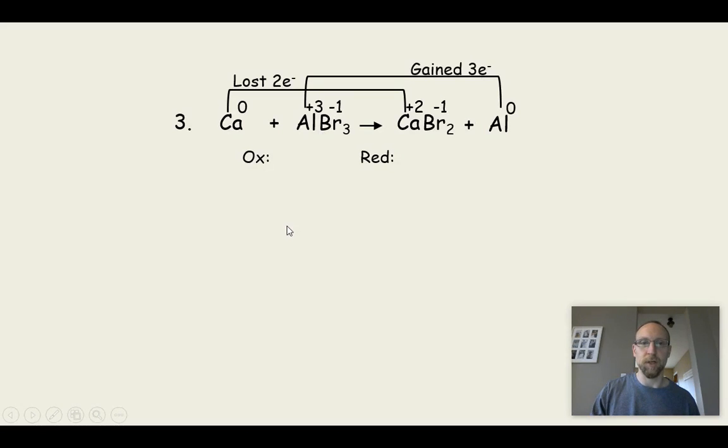And aluminum went from +3 to 0. So that's a gain of 3 electrons. So Leo says grr. Ca0 lost, so it was oxidized. And Al +3 gained, so it was reduced. And remember, we're always off the left side. This is your loss and gain. That's that movement of electrons. So calcium is losing those electrons and aluminum is gaining those electrons. That's the movement of electrons that's taking place in a redox reaction, right? There's always a movement of electrons.